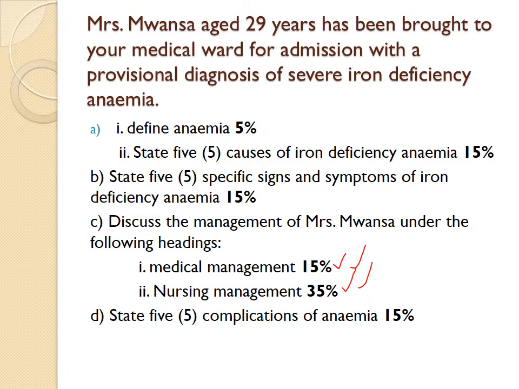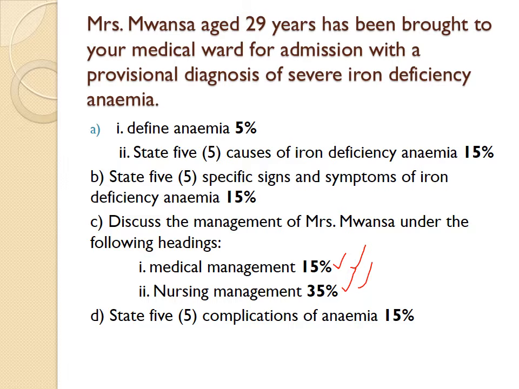So like I said, for every management that you're doing, you should have the aims or the objectives. So the aims for the nursing management are to increase the oxygen carrying capacity of blood, also to reduce the demand for oxygen. You can also alleviate the discomfort experienced by the patient, also help the patient to live a life that is as useful and satisfying as this condition will permit when the disease is chronic.